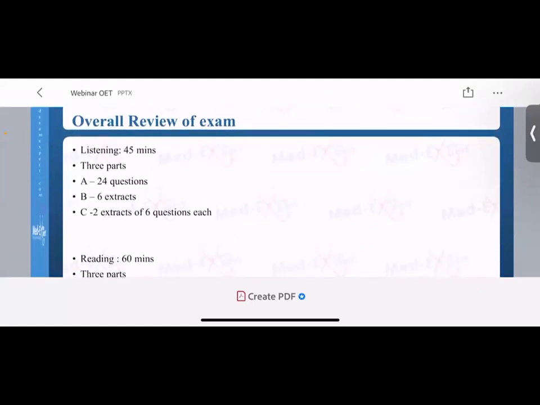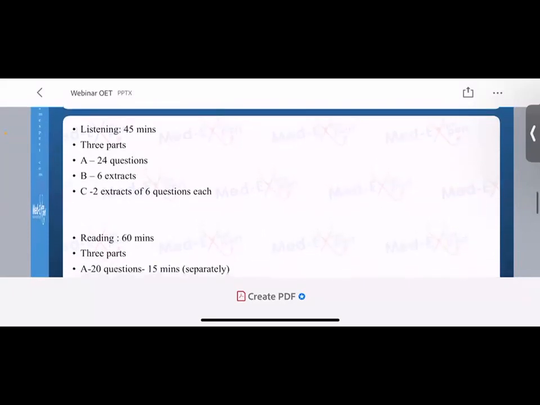This is an overall review of the OET exam, because sometimes a lot of students really don't know about the exam format, what the weightage of questions is, and which module carries how many marks. So here's an overall review of the exam.